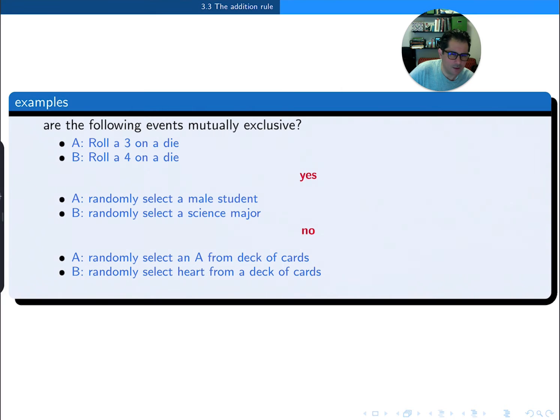So if my first event is you select an ace from the deck of cards, and my second event is you select a heart from the deck of cards, are these mutually exclusive? They are not, because there's exactly 1 card, the ace of hearts. Both could happen at the same time, that I gave you a card that's both an ace and a heart. So they're not mutually exclusive.